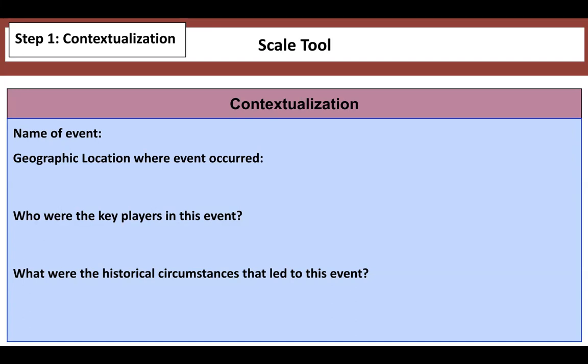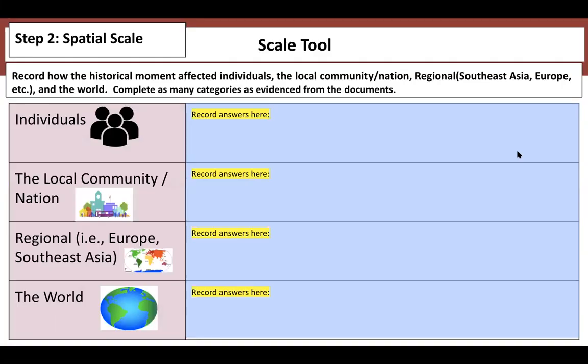Our next step is going to be to look at the spatial scale. For this, we're going to ask students to record how the historical moment affected not only individuals, but we're also going to ask them to look bigger too. Individuals is the smaller, closer, intimate level of the spatial scale. And then we're going to keep moving into the broader spatial scale. So we'll start with individuals.